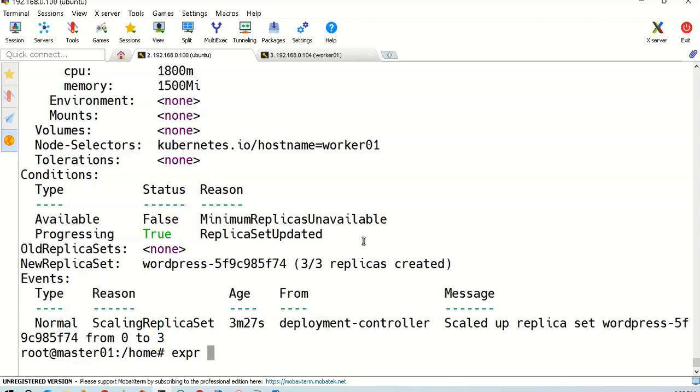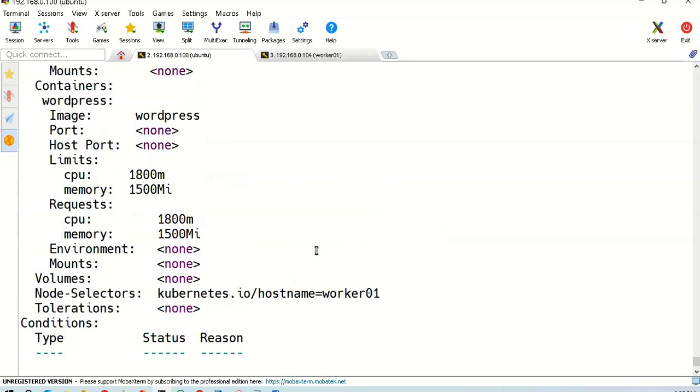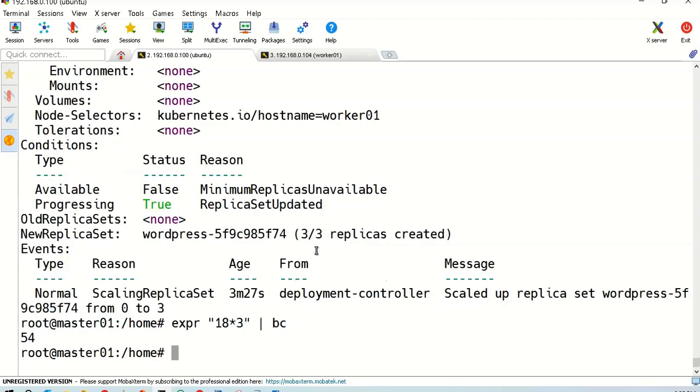18 into 3 is 54. We need 5400 millicores for scheduling this pod. We have only four cores, right? We need more than 14 cores to schedule this pod. So let's decrease the resources in the deployment and try to see. Let's try to scale down the deployment.